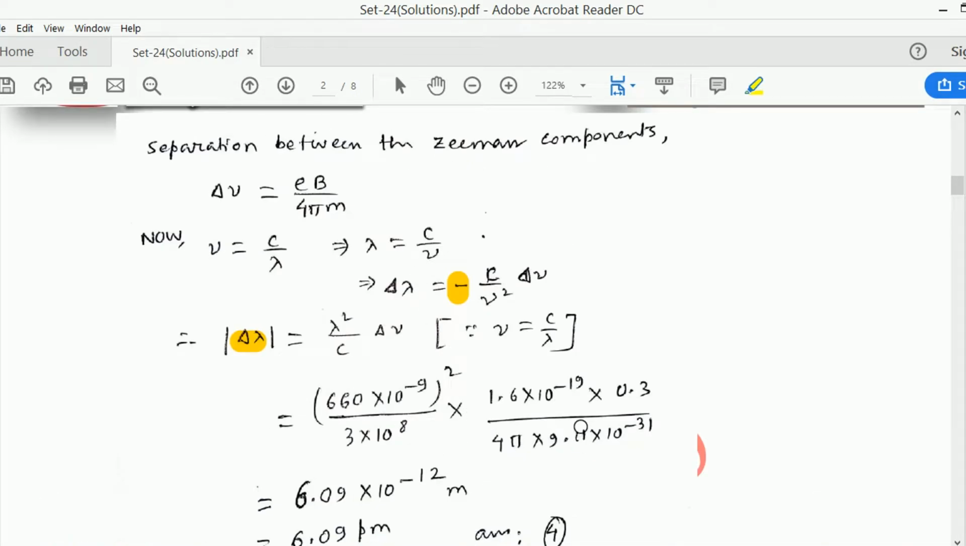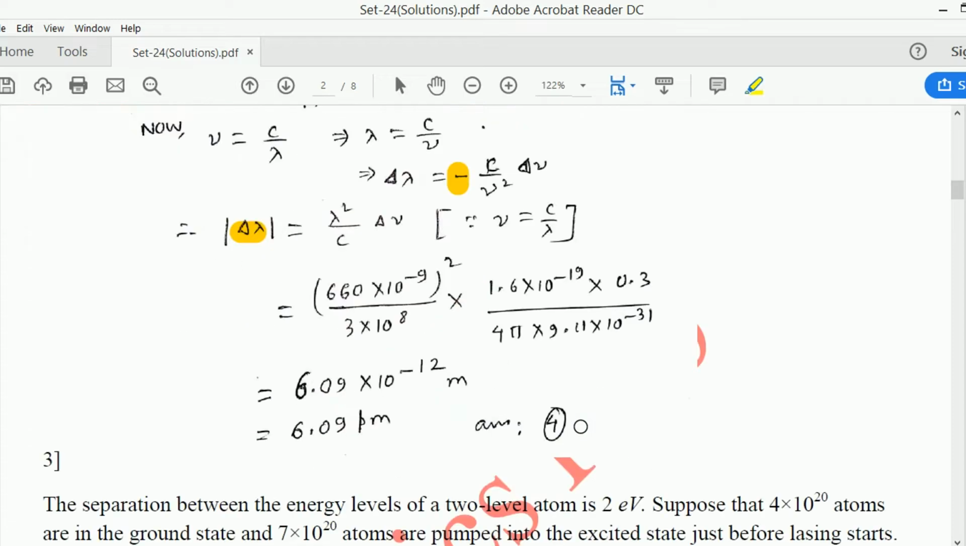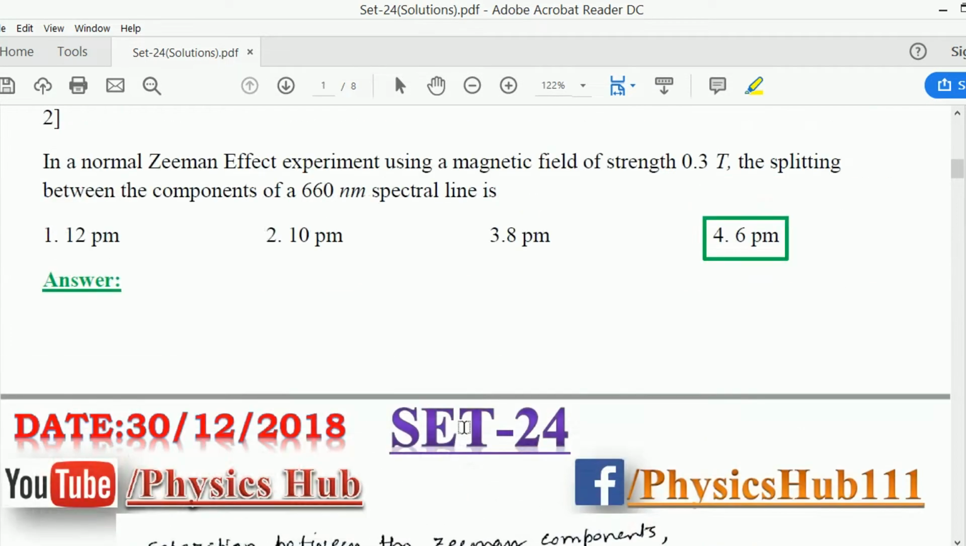Now everything is given in the question, so we can easily calculate it. So we are getting 6.09 picometer, and it is matching with option 4. So option 4 is the correct option.